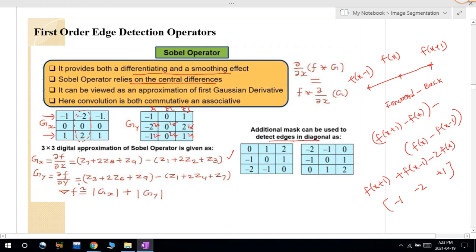And for gy, that is the derivative with respect to the y direction, I get Z3 plus 2Z6 plus Z9 minus Z1 plus 2Z4 plus Z7. After finding the gx and gy values, I find the magnitude. The magnitude formula is the square root of gx squared plus gy squared, or it is approximately equivalent to mod gx plus mod gy. So that's how I find the magnitude.